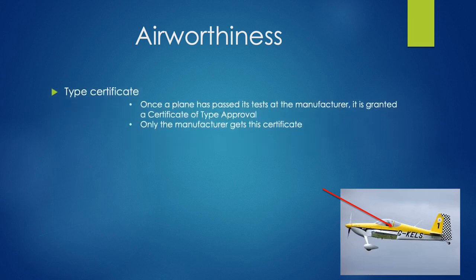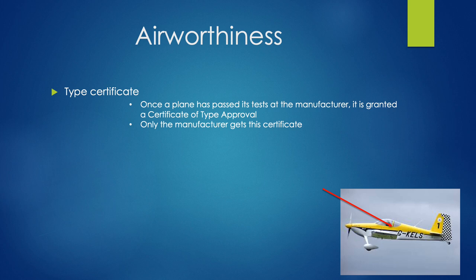So the first topic we're going to look at is the airworthiness of an aircraft and all the documentation which is required to certify this. So the first document we look at is something called a type certificate. And once an aircraft has been built and it's passed all the relevant tests for it to be certified, it is granted a type certificate.